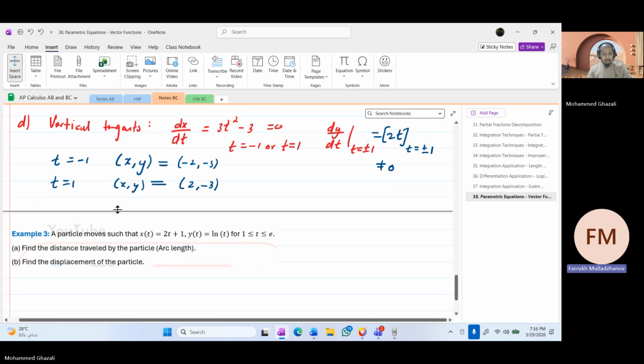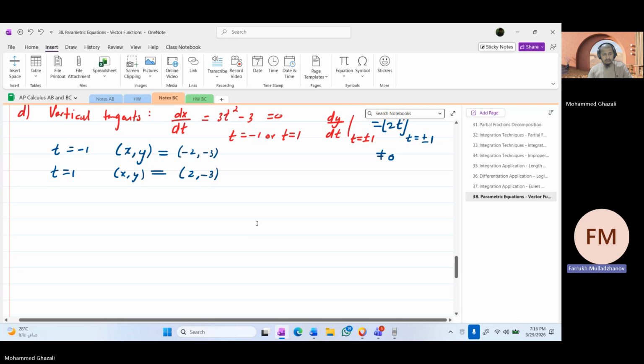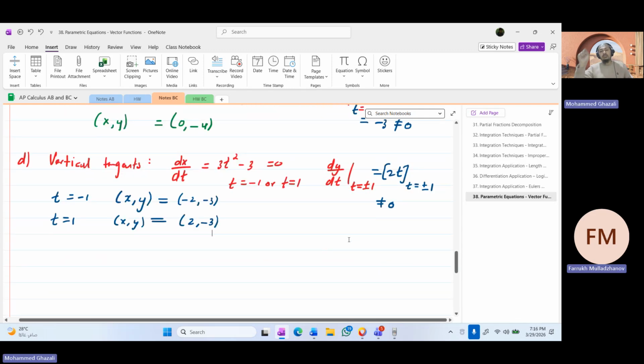So I have one question. For the vertical tangent, we say that dx over dt must equal 0, and dy over dt should not be equal to 0. Yeah, it should not be equal to 0 evaluated at that point.